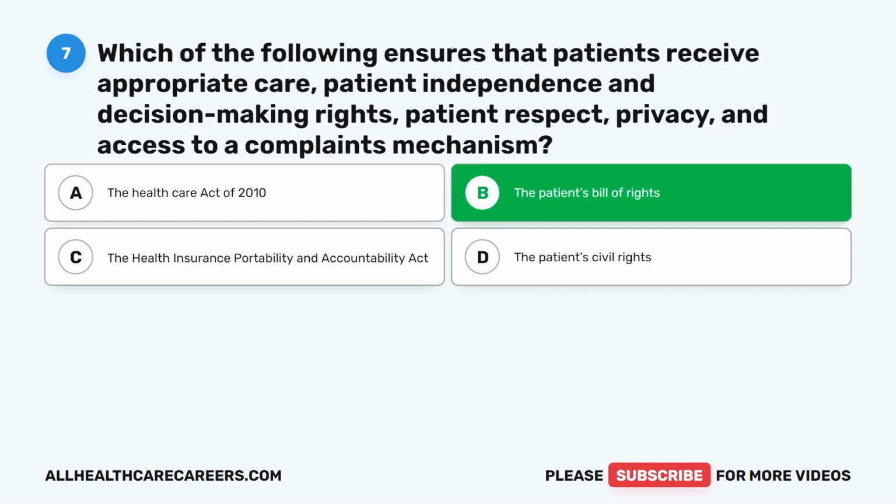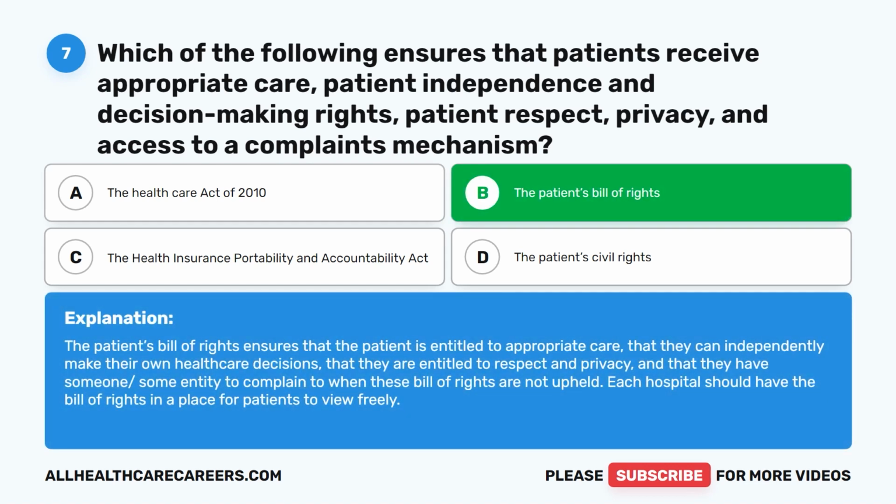The Patient's Bill of Rights. The Patient's Bill of Rights ensures that the patient is entitled to appropriate care, that they can independently make their own healthcare decisions, that they are entitled to respect and privacy, and that they have someone or some entity to complain to when these rights are not upheld. Each hospital should have the Bill of Rights in a place for patients to view freely.